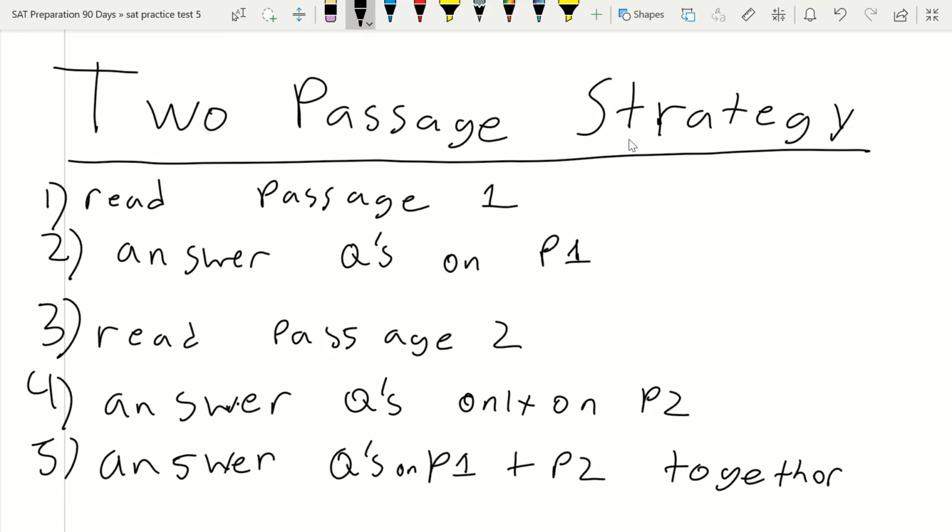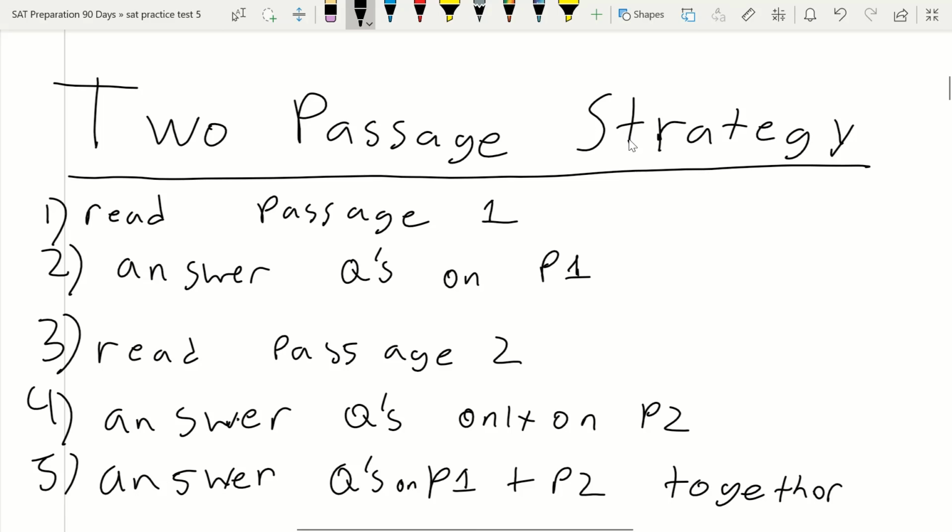Next, I'm going to read passage 2 and answer the questions that are only on passage 2. So once again, I'm making sure I'm not confusing the information between the two by using this strategy. And then finally, I'm answering the questions that deal with them together. By doing that, it's going to help me not bring information from passage 2 into a question that only deals with passage 1. So that's my recommendation for questions that involve 2 different passages at once.